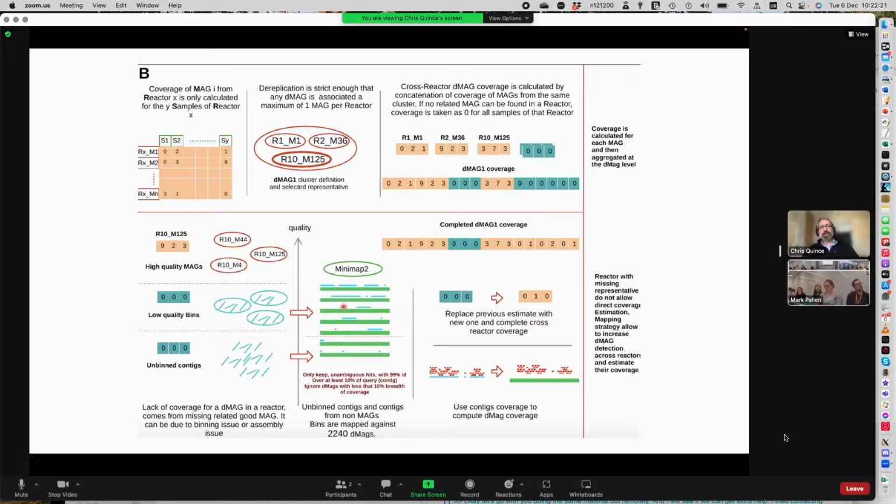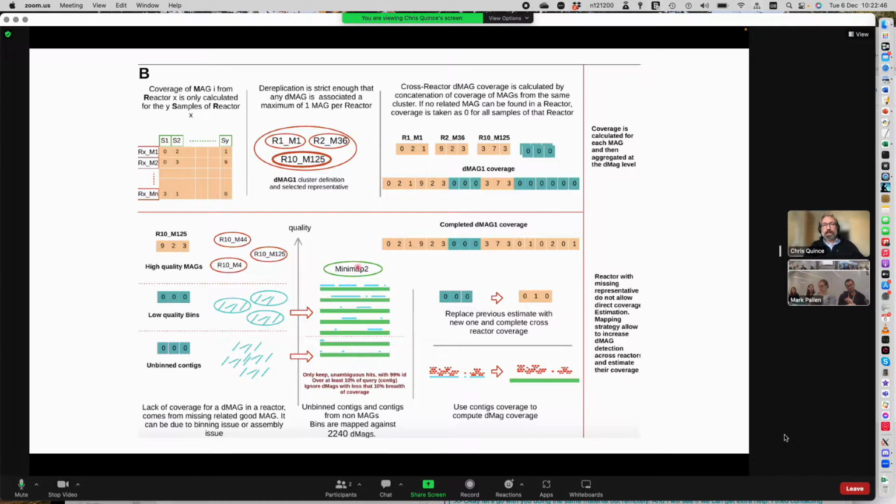And if we get a certain level of the MAG observed in a reactor in which we didn't successfully bin it, then we decide that in fact it is there, and we estimate its coverage from the average coverage of the contigs that have been assigned to that MAG. So it's basically a way of identifying MAGs that were missed, in effect.